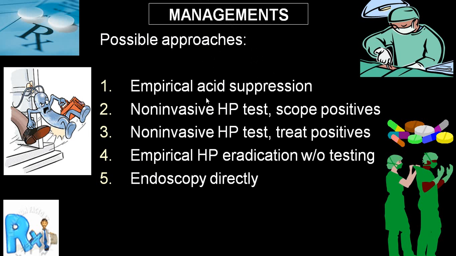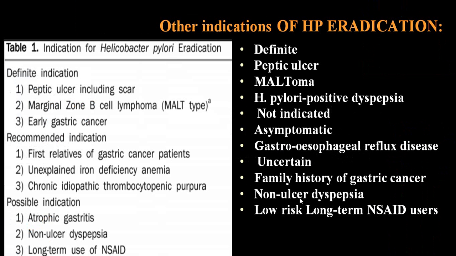Now, as far as the treatment is concerned: empirical acid suppression, non-invasive test for HP, and then you can go for endoscopic test, and after that confirmation you can go for empirical eradication, or after confirming full eradication. So either by endoscopy or by non-invasive HP test, if you detect positive, then directly you can go for eradication. If it is non-invasive, then treat positive cases. You can even start without testing in an HP suspected patient and go for full eradication. So in all these conditions, you require HP eradication.